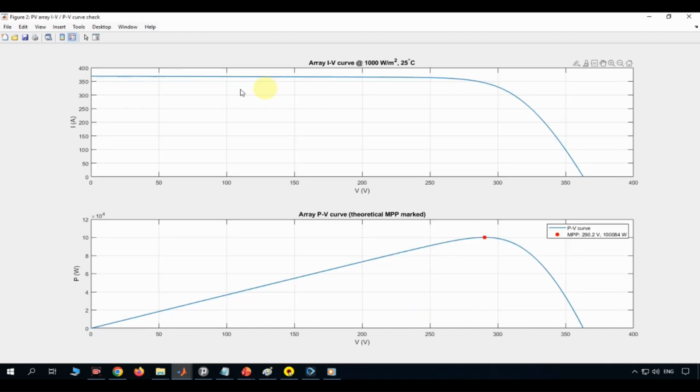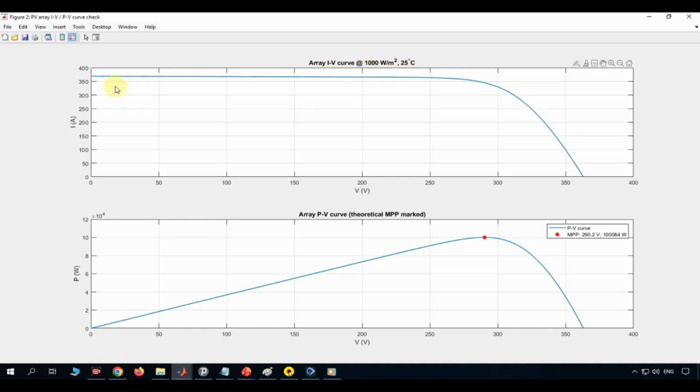Figure 2, theoretical IV/PV curves, steady-state array characteristic. This is a static sweep, not a time domain result. It answers, what could this array do at 1000 watts/meters squared, 25 degrees Celsius, independent of the converter?